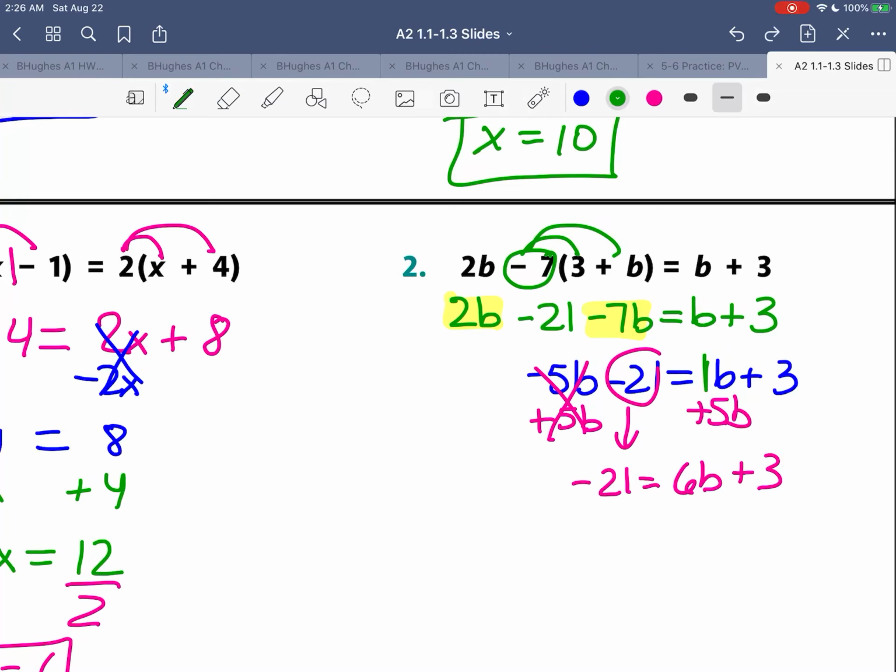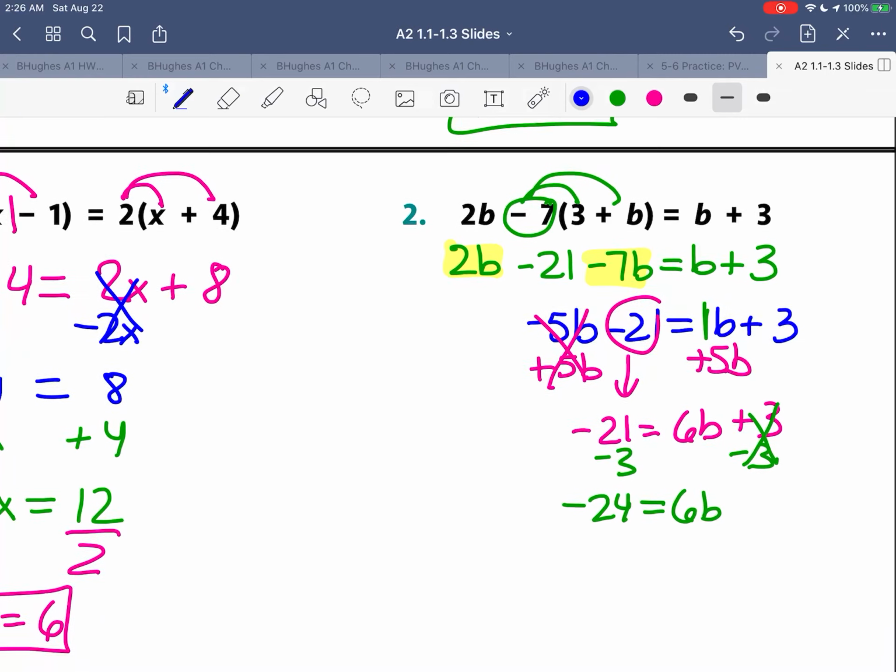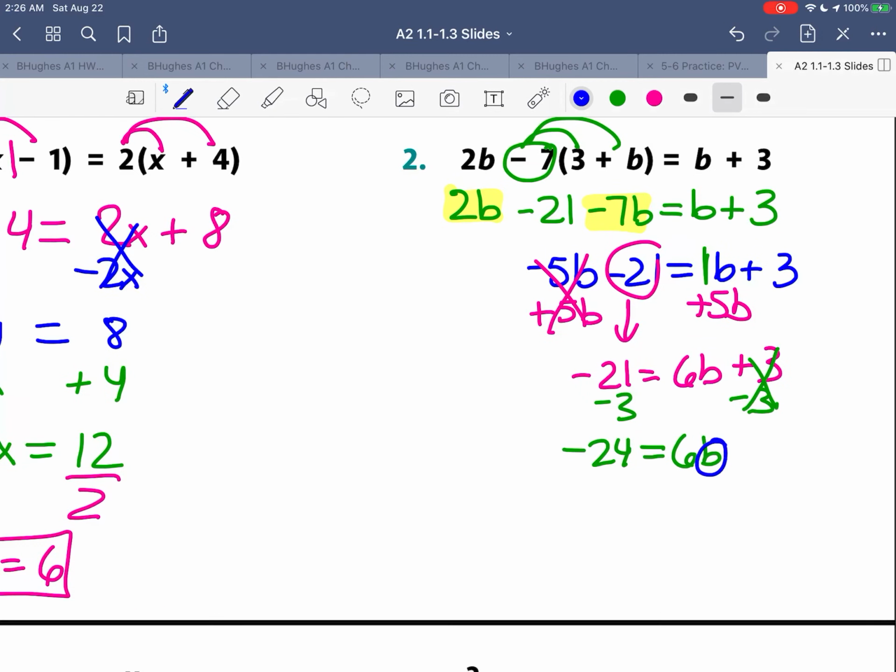So now I'm going to isolate the b term. I'm going to subtract 3 first, which makes those sides cancel. And I'm left with -21 minus 3, which is -24. And then my final step is to get the b alone. So to cancel the multiplication, I divide. And I'm going to get -4 equals b.